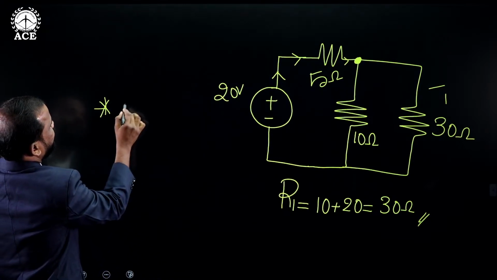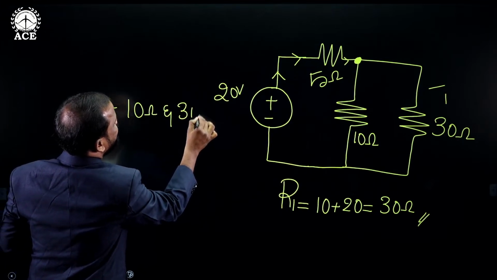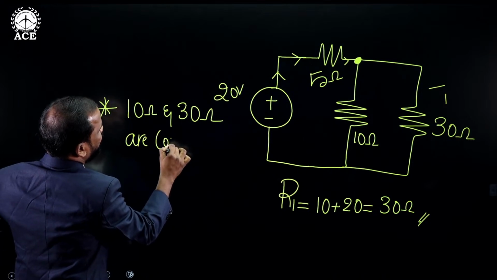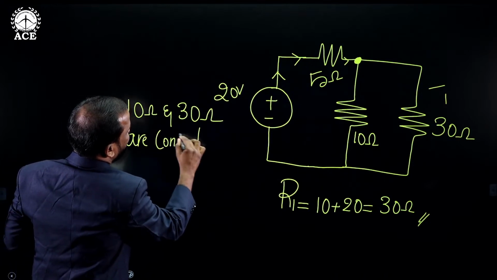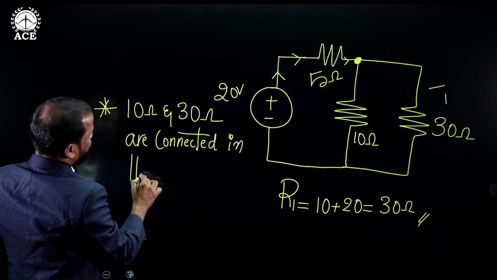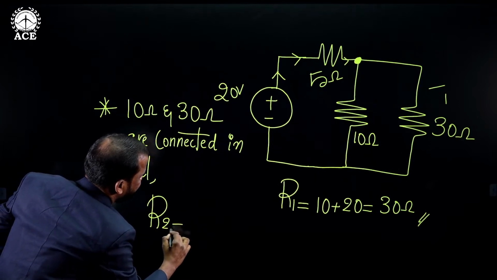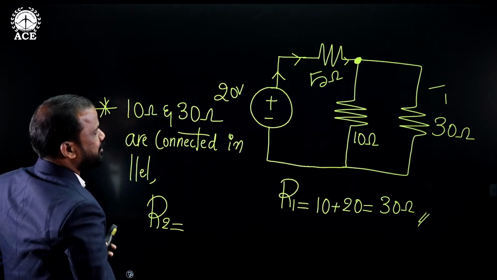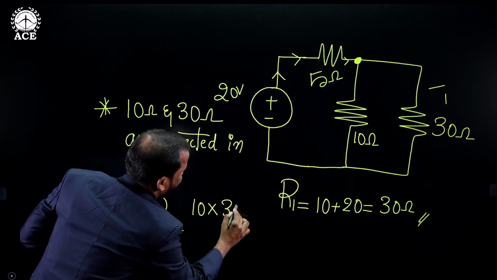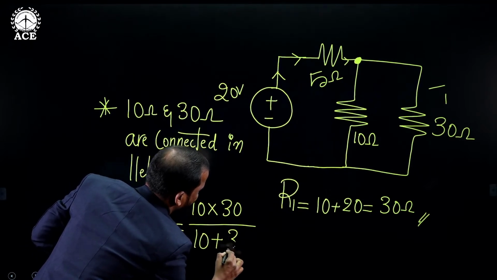Here, 10 ohms and 30 ohms are connected in parallel. Now I am giving the name of the equivalent resistance for the parallel combination of 10 and 30 as R2. It is the product of the two resistances divided by the addition of the two resistances.